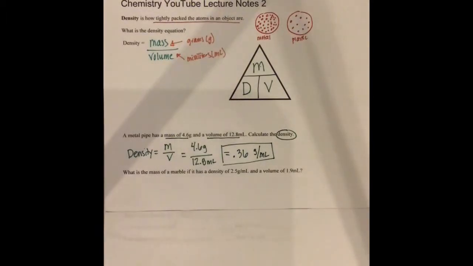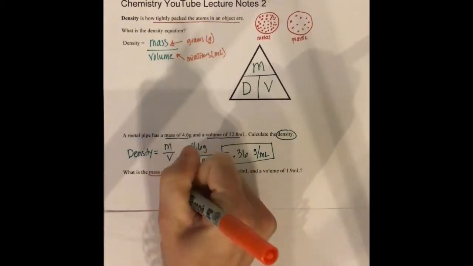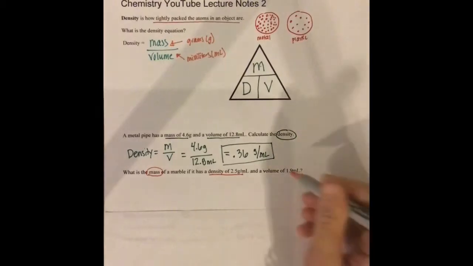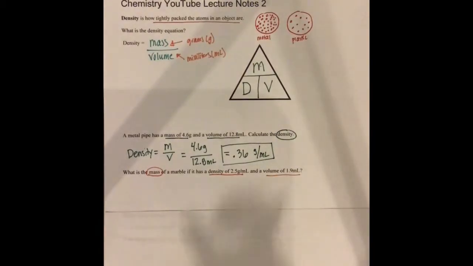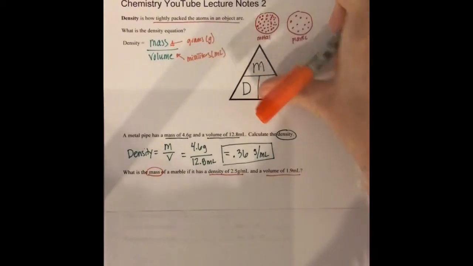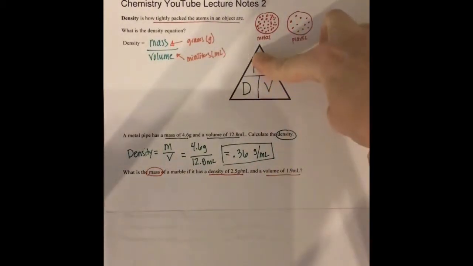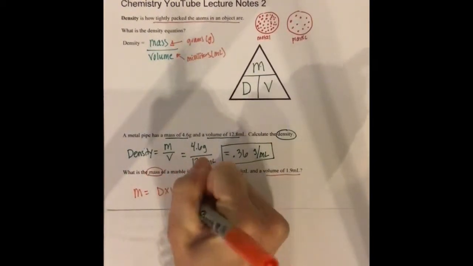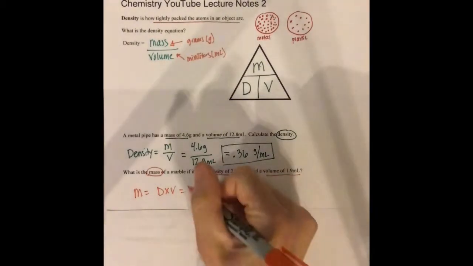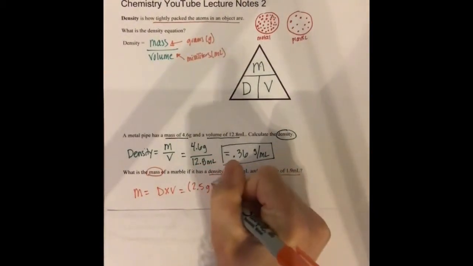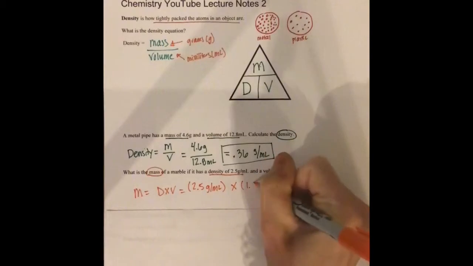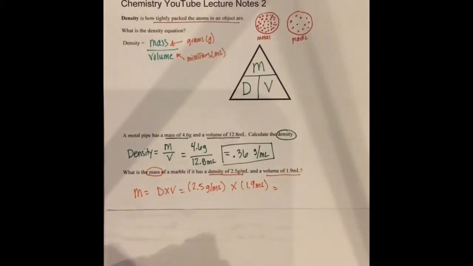Okay, let's try a problem together where we want to find something other than the density. Here it says, what is the mass? We don't know the marble's mass, but we know its density and we know its volume. When you want to find mass, you're going to multiply density times volume. So if we plug in 2.5 grams per milliliter times the 1.9 milliliters, we can find the mass.